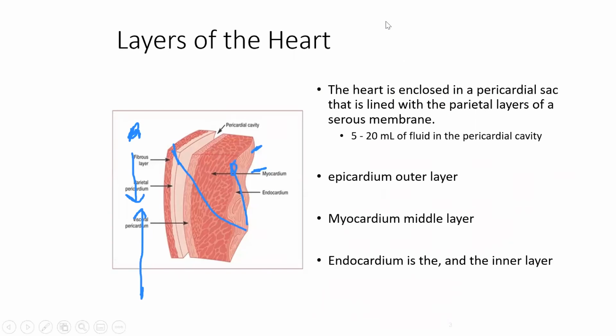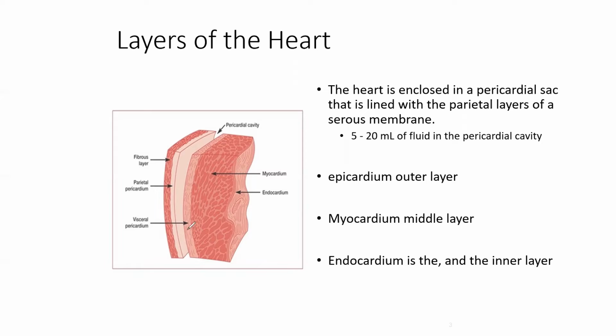All right, so let's look at the layers of the heart. Let me clean this area off. In terms of the layers, the heart is enclosed in a pericardial sac. It's like a thin layer that the heart is enclosed in. It's called the pericardium sac, all right? But there are multiple layers that make up that sac. So we have the fibrous layer, we have the parietal pericardium, and then we have the visceral pericardium.